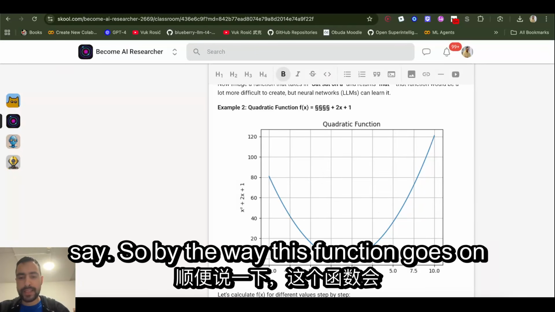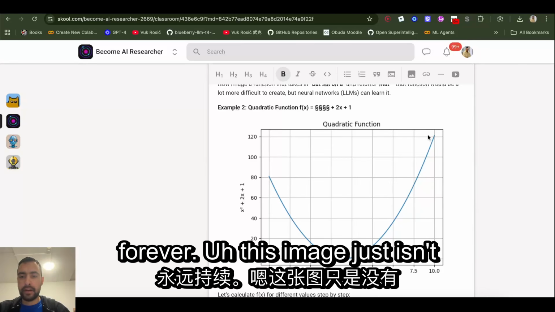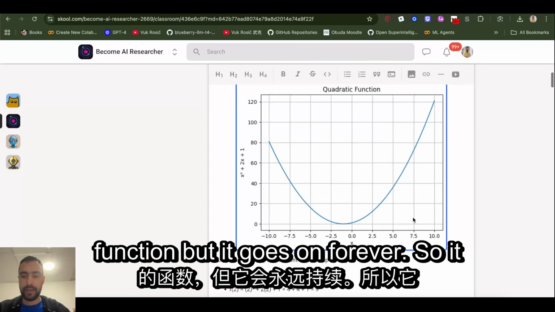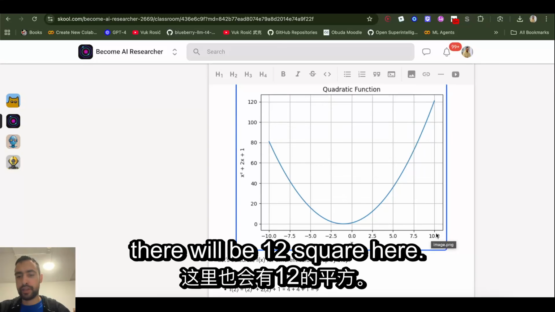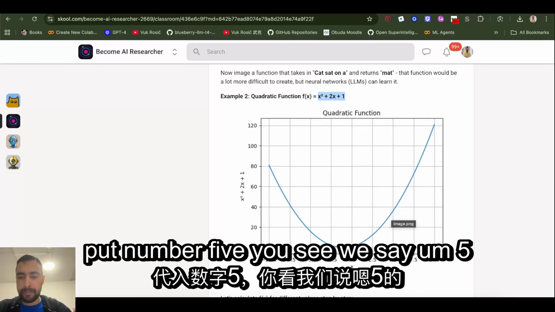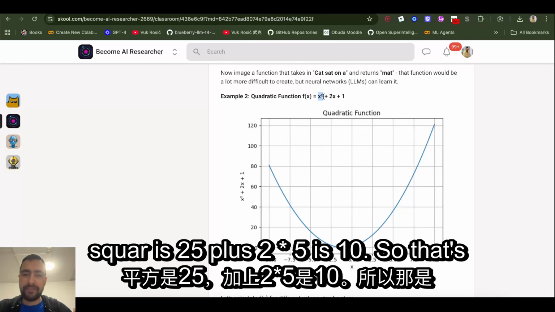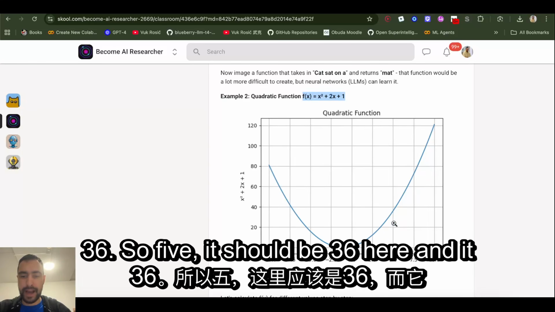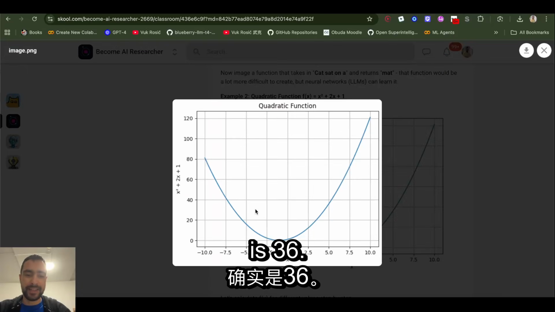By the way, this function goes on forever. This image just isn't showing it because I cannot draw a forever function. It shows until 10, but even if you put 12, there would be 12 squared here. Let's work out an example. If we put number 5, 5 squared is 25, plus 2 times 5 is 10, so that's 35. Plus 1 is 36. So for x equals 5, f of x is 36. So it should be 36 here, and it is 36.